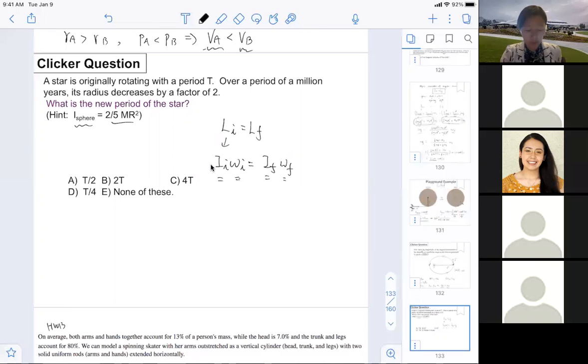Hello, how's everyone doing? What do you think about this question? Let's talk about it together. Can you clarify what it means when the radius decreases by a factor of 2? Meaning that our R final is 1/2 of our initial. Oh, okay.